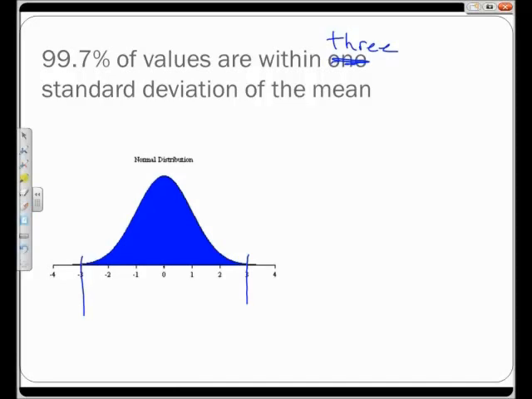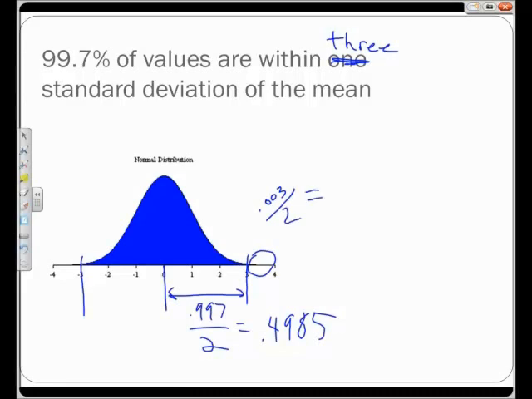And from the mean to either side, in one direction, I'm going to go ahead and put that into decimal form, divided by 2. That's 0.4985 on either side. And then out here in the tail, 0.003 divided by 2.